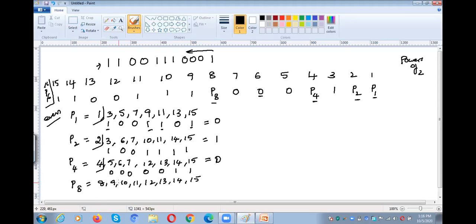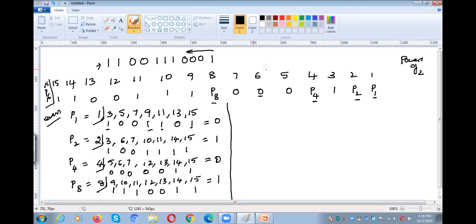Okay. So 8, 9, 10, 11, 12, 13, 14, 15. 8 positions we need to consider as we are calculating for P8. So we need to discard the 8th position and from 9: 1, 1, 1, 0, 0, 1, 1. How many number of ones? 1, 2, 3, 4, 5. So odd number of ones, 5 ones. So we need to add 1. So these are the parity positions at the center.